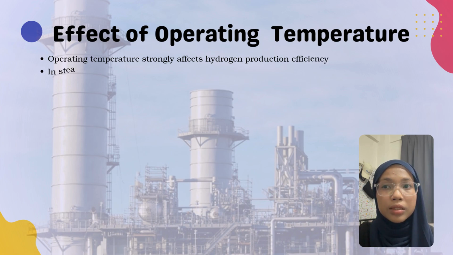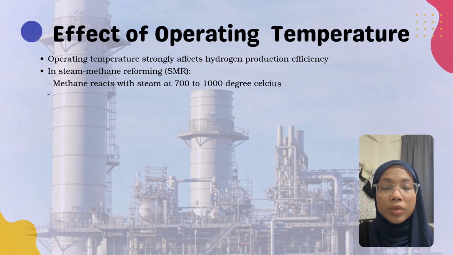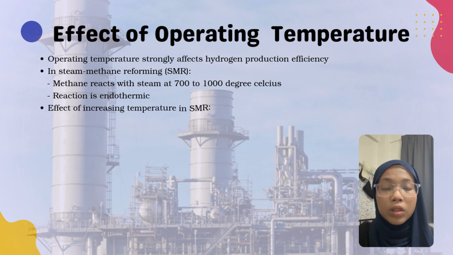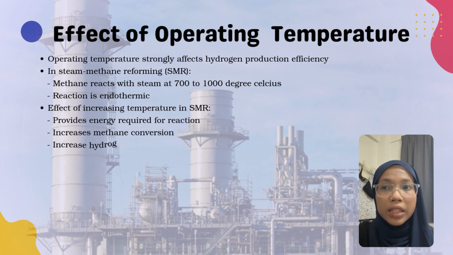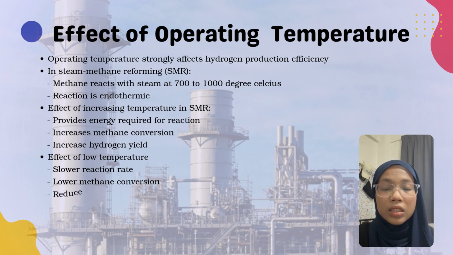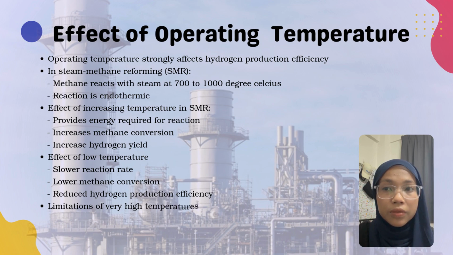So today I will talk about the effect of operating temperature. Operating temperature is very important in steam methane reforming and the water gas shift reaction. In steam methane reforming, or SMR, methane reacts with steam at a very high temperature, usually between 700 and 1000 degrees Celsius. In this project, we used 850 degrees Celsius.